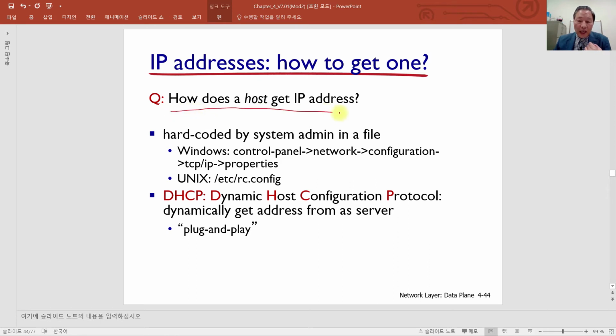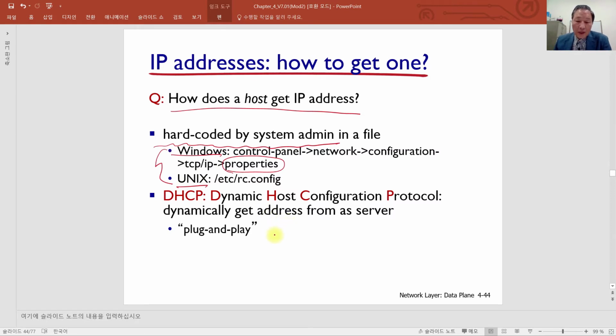How does a host get an IP address? If we want to get a worldwide unique IP address, then that should be given, and that will be explained. First, let's look at this one. It is hard-coded by the system administrator in a file, and we can look at that and we can assign that here depending upon our operating system, Windows or Unix machine.